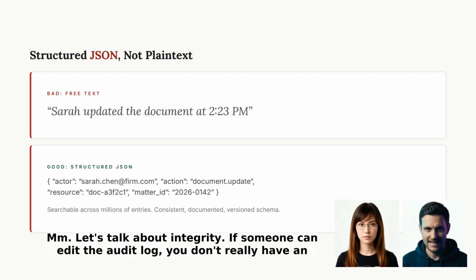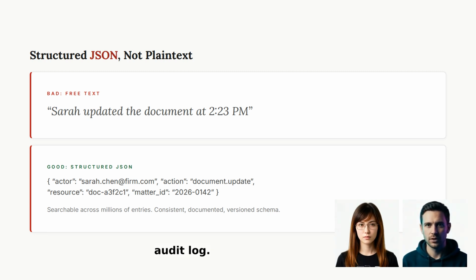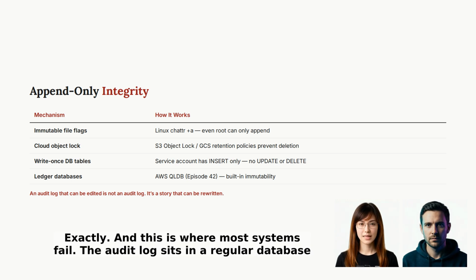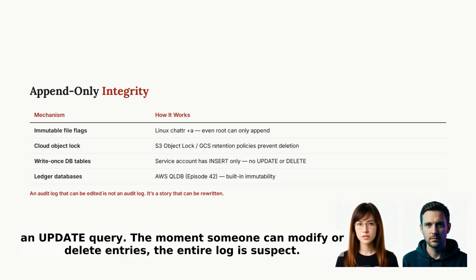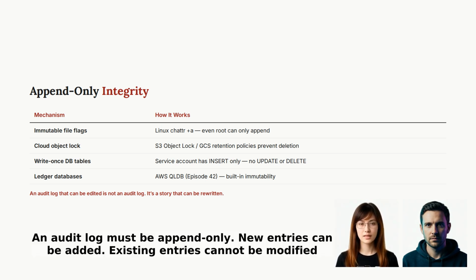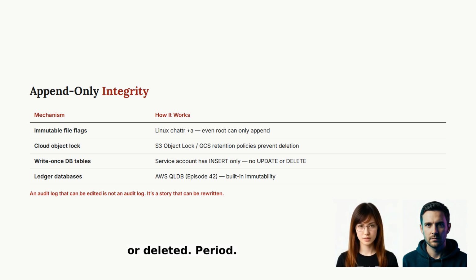Let's talk about integrity. If someone can edit the audit log, you don't really have an audit log. Exactly. And this is where most systems fail. The audit log sits in a regular database table. The database administrator has full access. A developer with production access can run an update query. The moment someone can modify or delete entries, the entire log is suspect. An audit log must be append only. New entries can be added. Existing entries cannot be modified or deleted. Period.